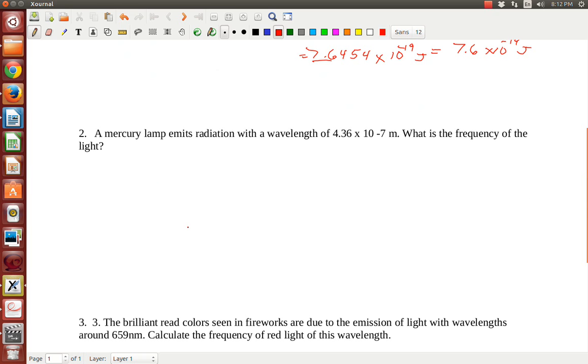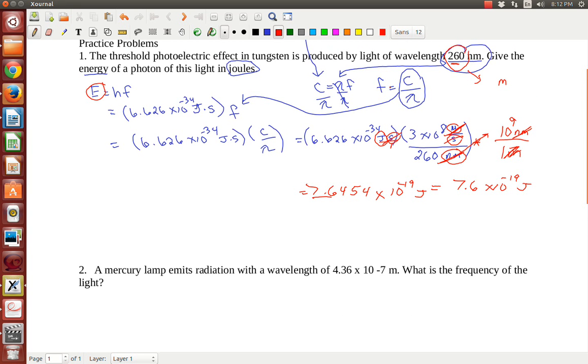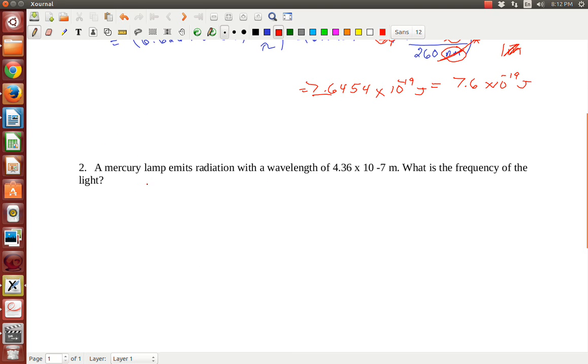Okay, let's do number 2. A mercury lamp emits radiation with this wavelength. What is the frequency? Okay, so I'm going to go back up here and see that I changed the formula for frequency. Frequency equals the speed of light over lambda, and I'm going to use that. So I don't have to do anything else with changing. Speed of light is 3 times 10 to the 8th meters per second, and the wavelength is right here, 4.36 times 10 to the minus 7 meters. I don't have to do any unit conversions because meters and meters are the same.